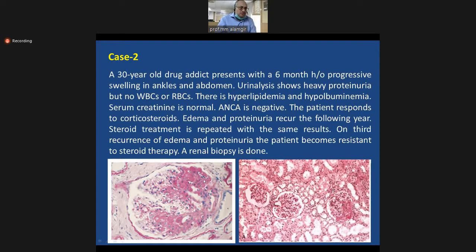Once fibrosis develops in the glomerulus, no treatment can revert this fibrosis. Fibrosis is just like a scar. So post-inflammatory fibrosis develops in the glomeruli, and that's how we have progressive disease.